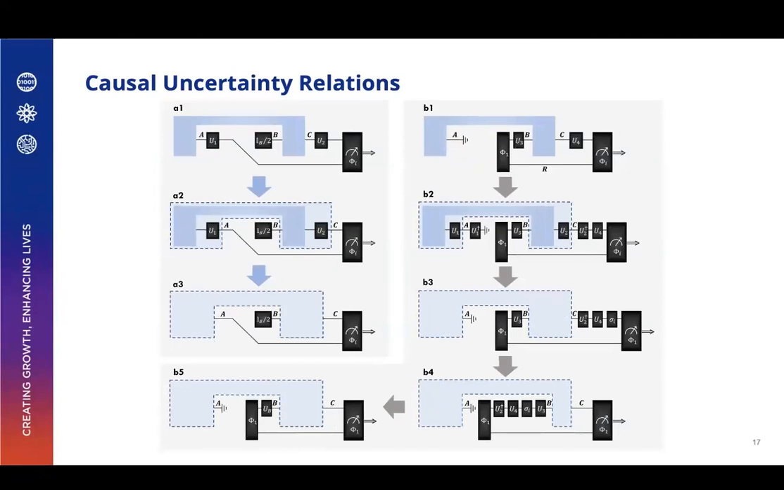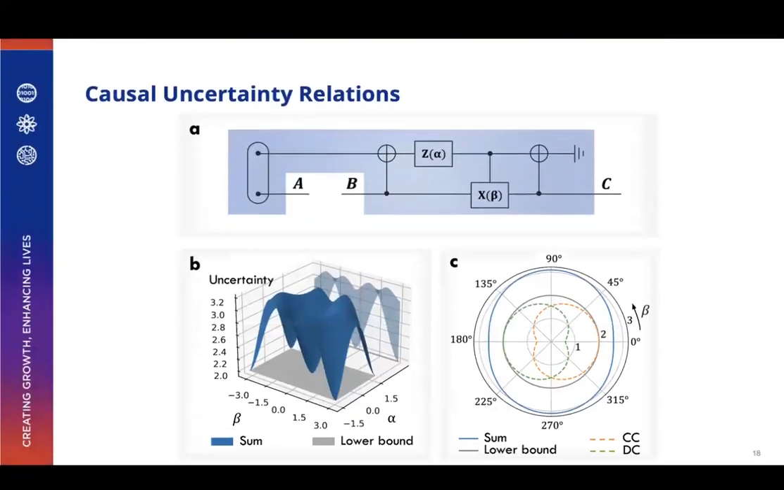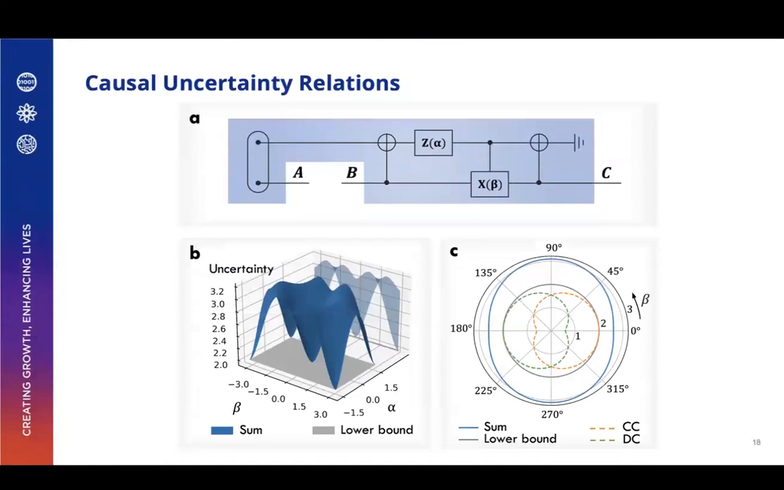We can absorb the unitary gates inside the causal map and change the quantum dynamic at the same time, because we try to minimize the uncertainty over all quantum causal maps. So this step is allowed. By using this trick, we derive the following causal uncertainty relation.